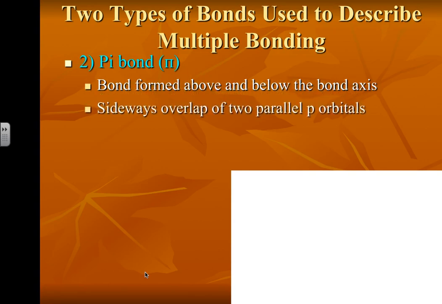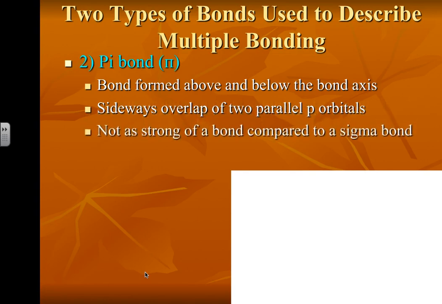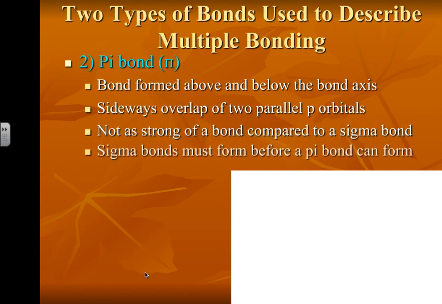And it basically will always be sideways. Imagine two parallel p orbitals, those dumbbell shapes, overlapping sideways. So the top dumbbell and the bottom dumbbell are lined up right next to each other. And it is not as strong as the sigma bond. The sigma bond, being along an axis, is sort of like a direct pull. Whereas when you go above and below, it's just a little bit weaker. And in part, that's because of rotation, which I'll talk about in just a little bit.